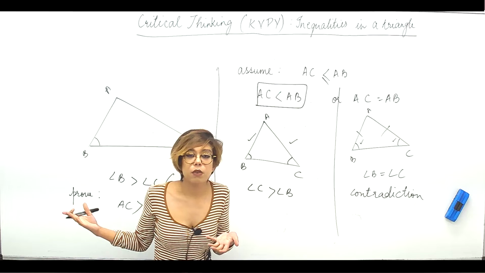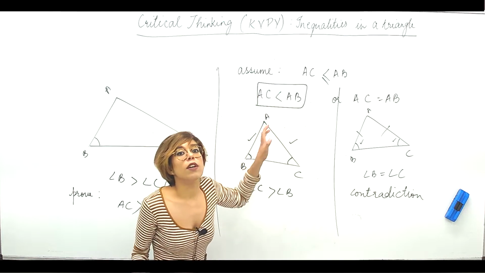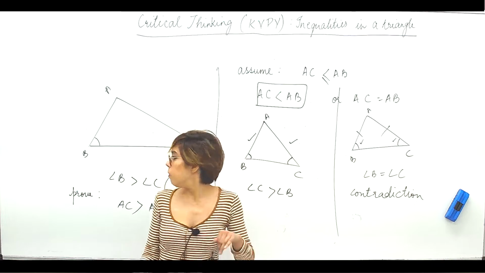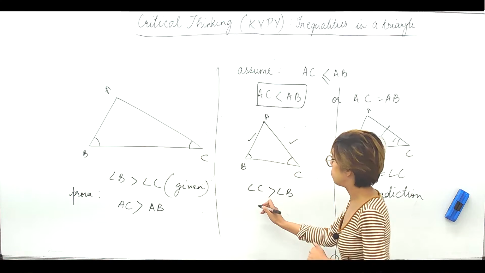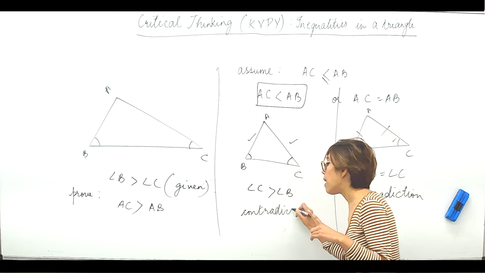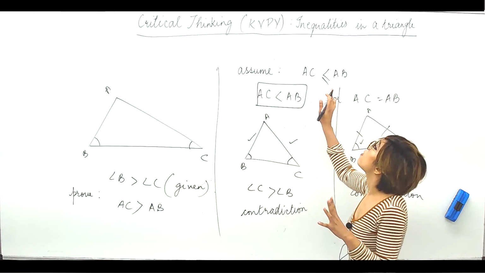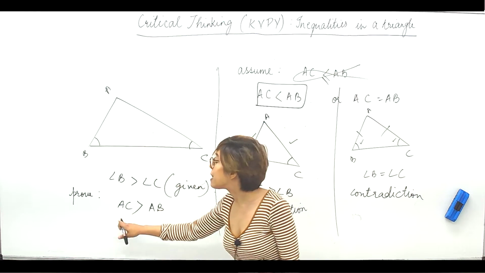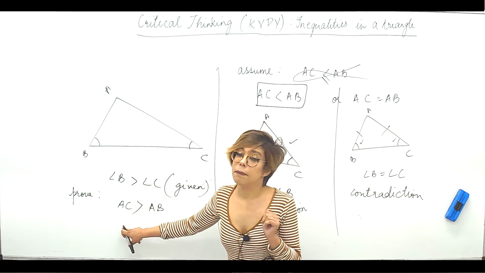Just proved in the previous question, if the sides are unequal, the angle opposite to the longer side is greater. So angle C is greater than angle B. Oh, contradiction again. It says angle B is greater than angle C. In this case also, I arrived at a contradiction. That means my assumption is wrong, and I can say that AC has to be greater than AB.